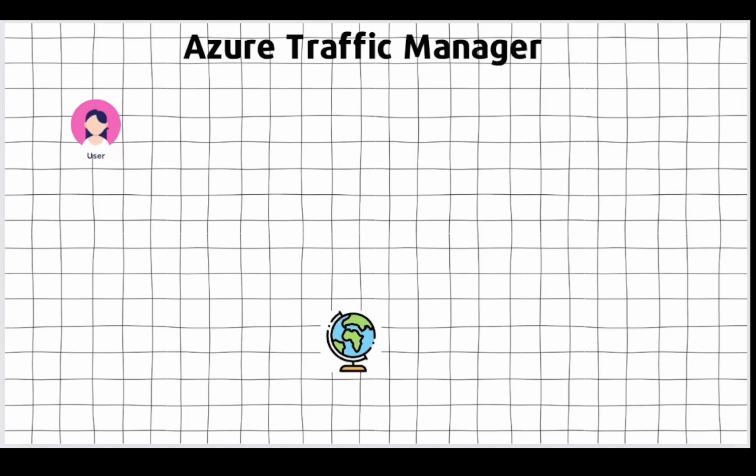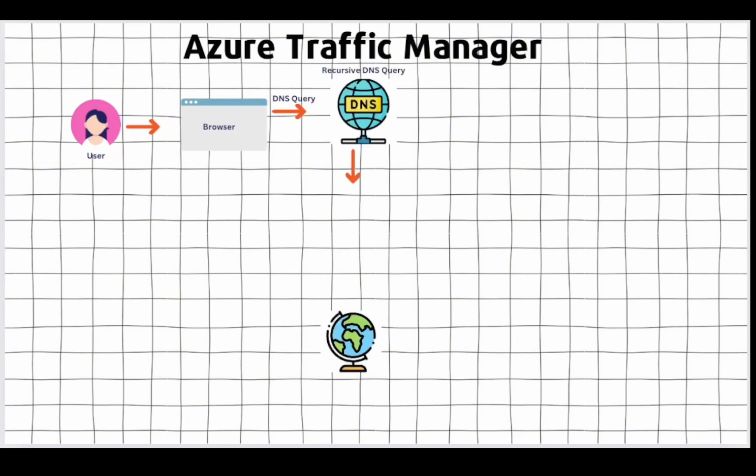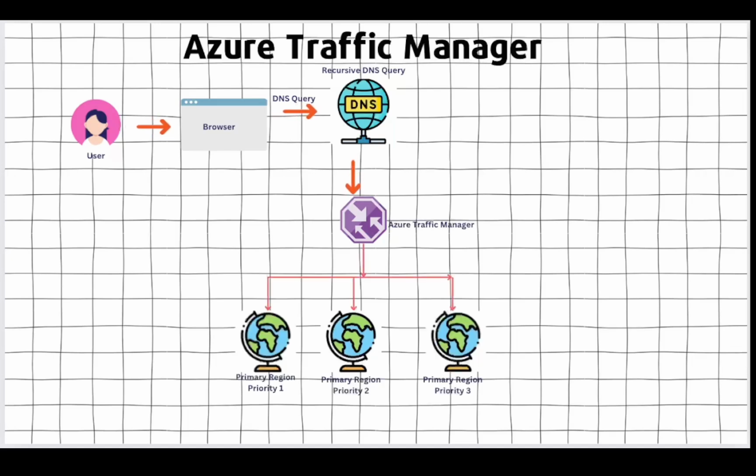Now, for example, in this particular example, a user requests a website in a browser, and the browser goes to the DNS resolver. It's going to perform a query on the DNS resolver. The DNS resolver is going to send the request to Azure Traffic Manager and ask for the web page address of that particular website. The Azure Traffic Manager is going to check all the regions which are there. For example, there are 3 regions: primary region 1, 2, and 3.